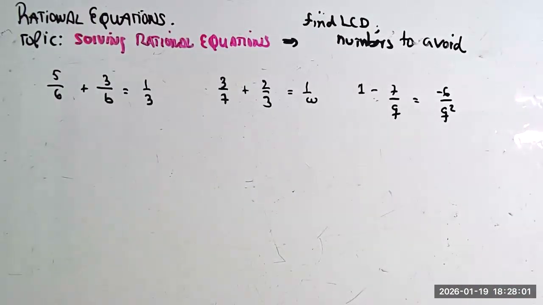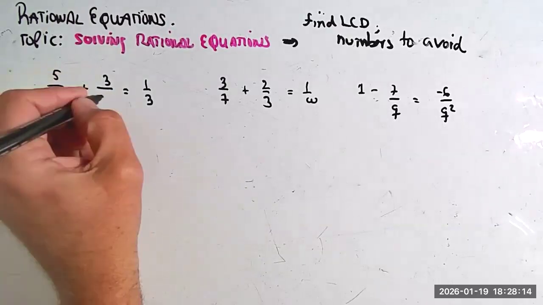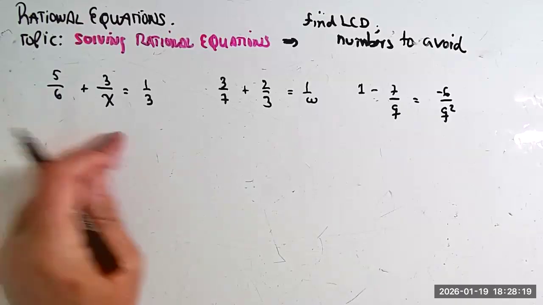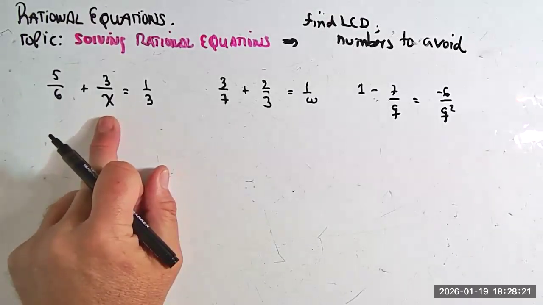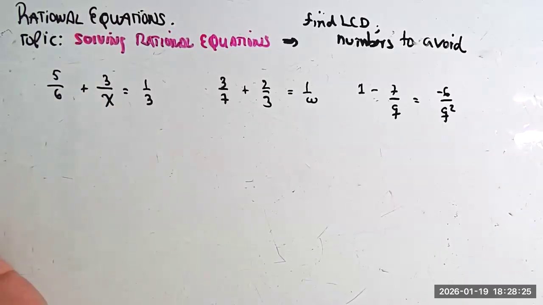Let's start. So we have the first equation here, 5 over 6 plus 3 over b equals 1/3. We need to isolate the b. B as in boy, this looks like a c. Now I'm just going to change it to an x. Okay? So now we need to solve for x. Of course, here x cannot be 0, because if x is 0, 3 divided by 0 will be undefined. That's the number that we need to avoid.